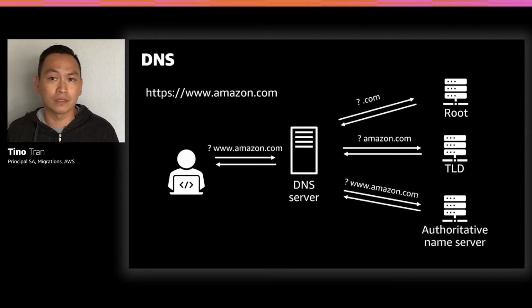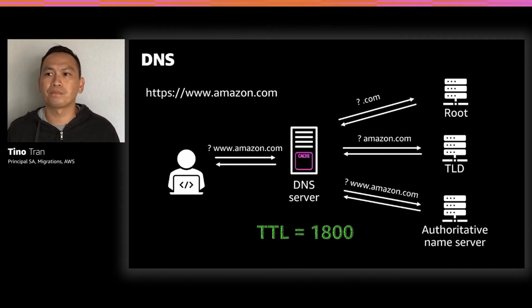And then that resolver, if it doesn't have the answer, will actually make a set of recursive queries to several different name servers. The first one being the root domain name server to find out where all the .coms are hosted. Then it'll go to the top level domain name server to find out where Amazon.com domains are hosted. And then it'll go to that authoritative name server to fetch that IP address. And from there, the browser can then connect to that IP and start sending requests.